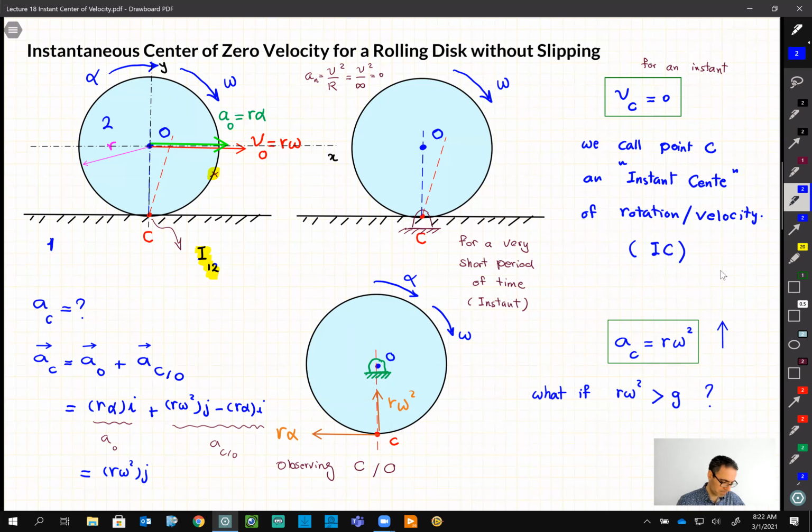Can you tell me? So gravity is coming down. This is gravity, right? Now our disk, this point C, has an acceleration that is bigger than point G. What will happen? Any idea? So most likely, if we have an acceleration at point C which is bigger than gravity, the disk is going to separate from the ground, right?